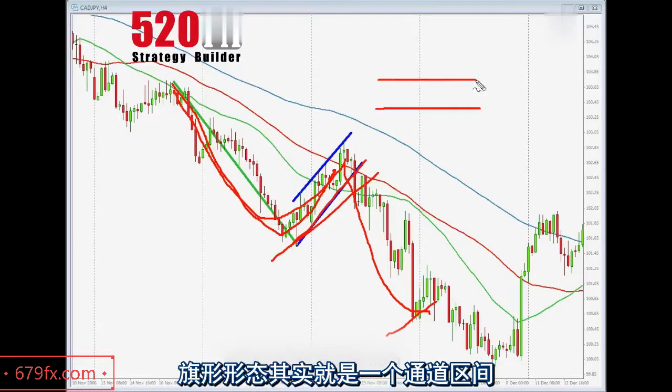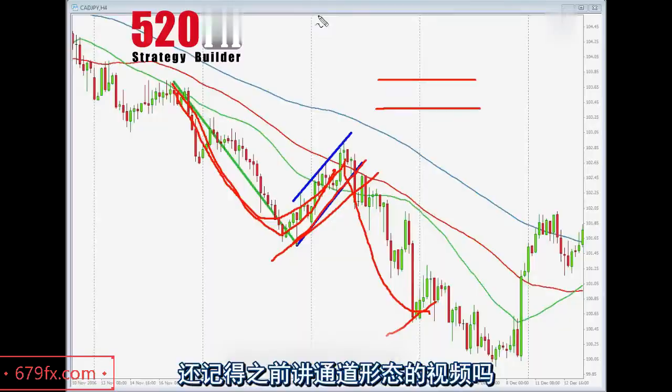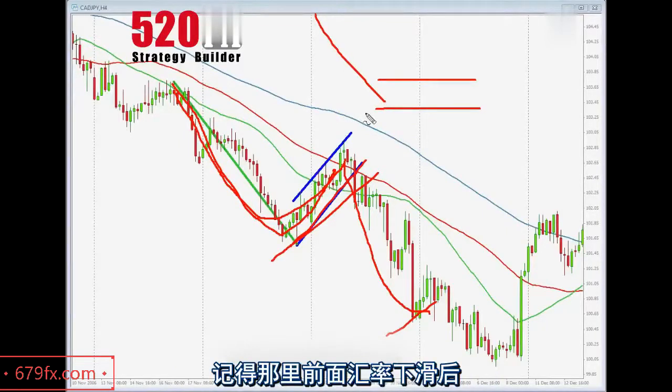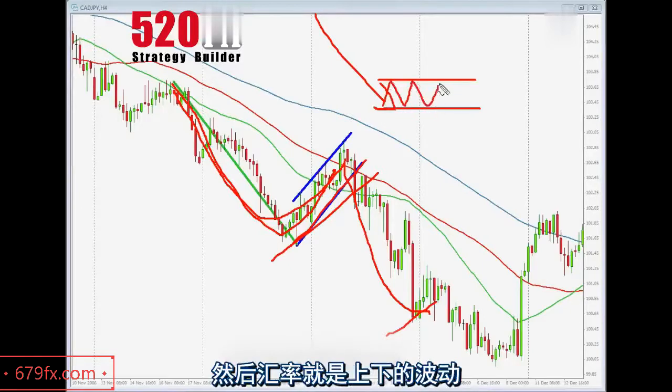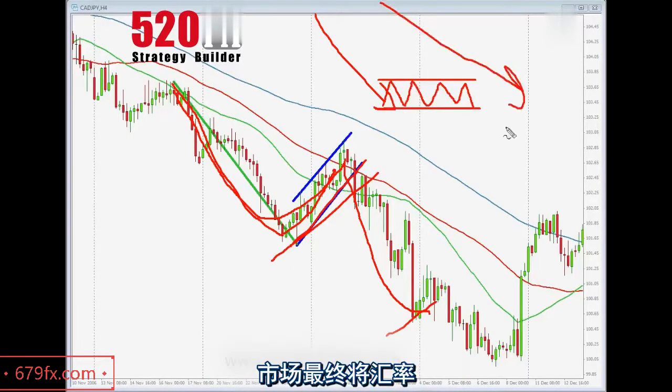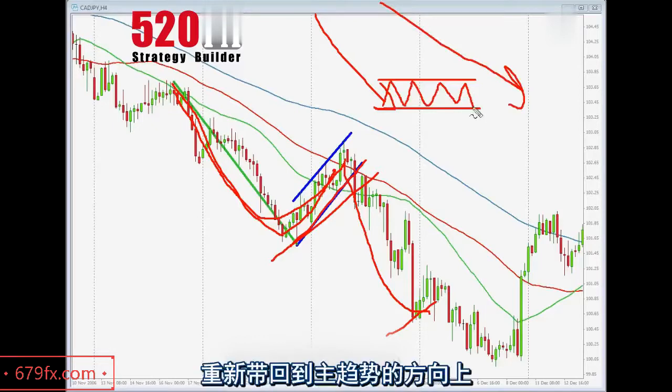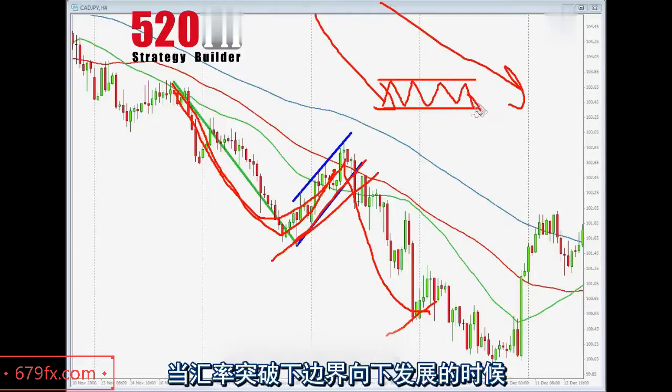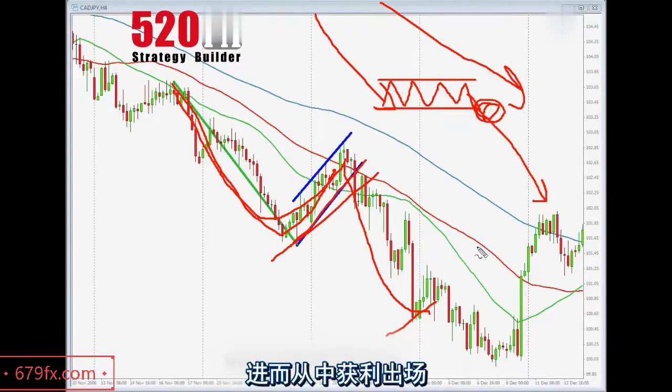It's basically a range. Remember, on the ranges videos before, I was showing you how we would find a new swing to the downside into the congestion area. From there we bounce up and down, and eventually the main overall market sentiment moves price in the direction of the main trend, of course. Once we have the breakout of the lower band of the range, we get our entry, and from there we try to squeeze some profits out of the next move.